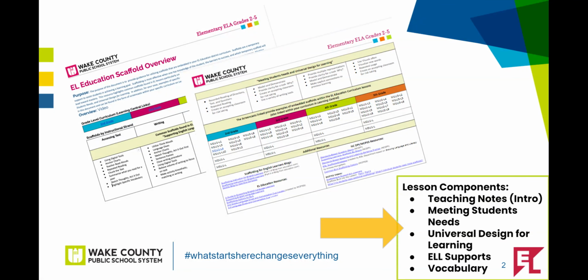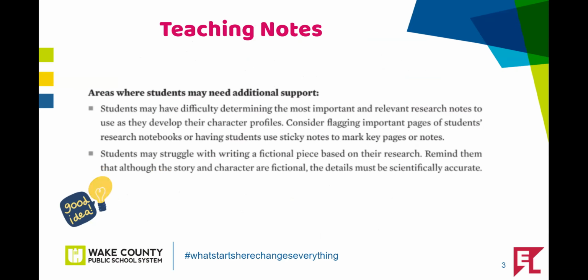The lesson components listed on the slide are where you can locate embedded scaffolds within lessons and will be highlighted throughout this presentation. This is the first lesson in which students begin to develop their own narratives using research from Unit 2. Students develop the main character of their narratives by referring to their research notebooks from Unit 2 and creating precise and accurate descriptions as they develop a character profile.